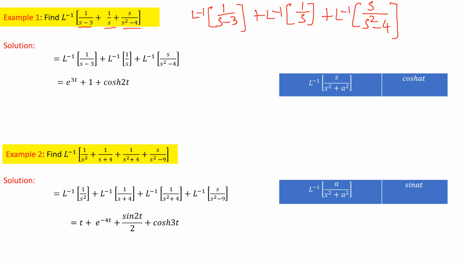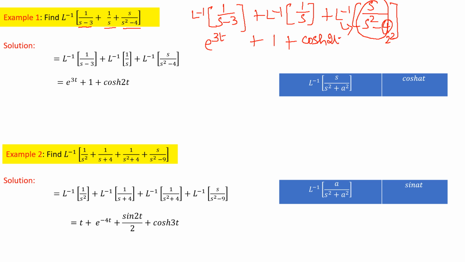By using L inverse of 1 over s minus 3, we come to know the result is e power 3t, plus L inverse of 1 over s is going to be 1. Then here we have s by s squared minus 4. This 4 I can write as 2 squared. So if I take L inverse, this will become cosh 2t.